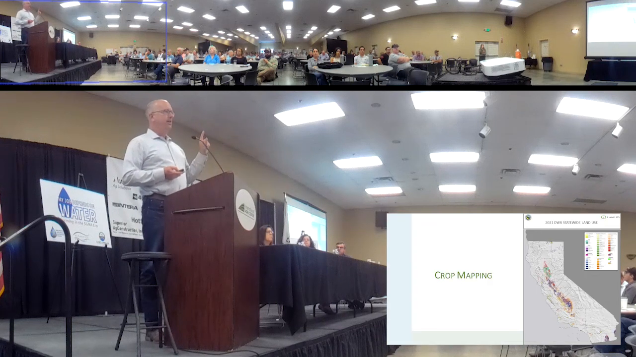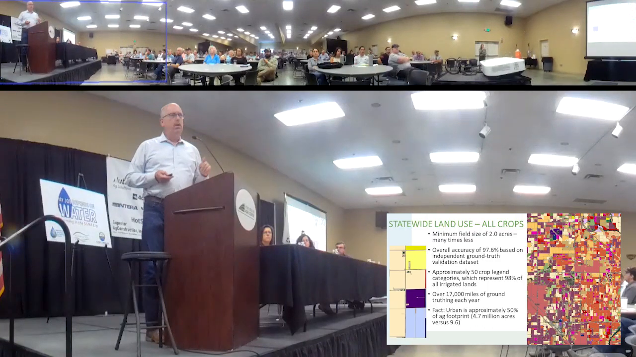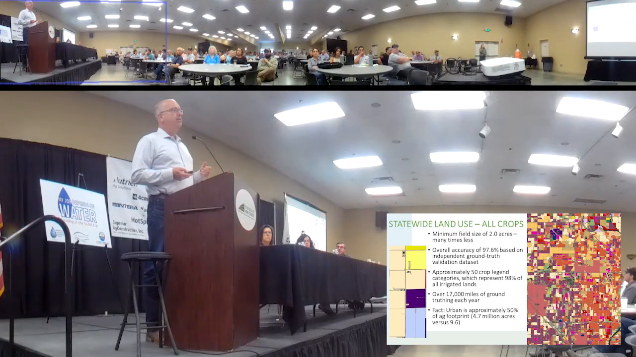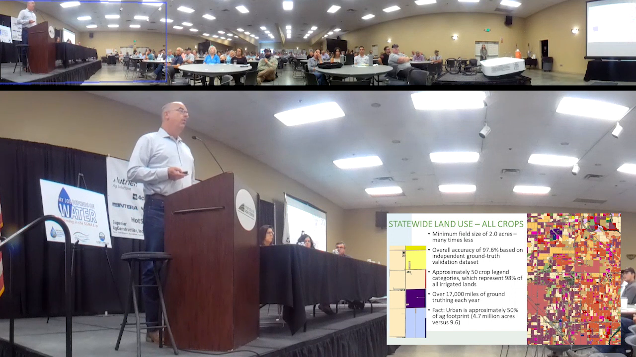That's 1, ET. 2, crop mapping. We're the contractor that does all of the crop mapping for the California Department of Water Resources. We map every single field in California. It's about 460,000 individual fields, 2 acres and greater. Why do we do this? This is for DWR, for planning purposes, so they can understand how the landscape is changing.